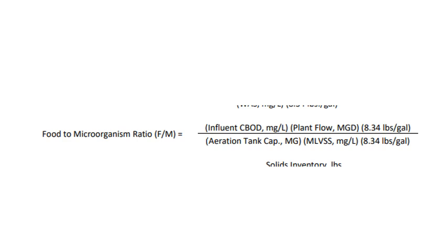So as you can see, the F/M ratio is equal to the influent CBOD, milligrams per liter, times the plant flow, million gallons a day, times 8.34 pounds per gallon, divided by the aeration tank capacity, million gallons, times the MLVSS, milligrams per liter, times 8.34. These are pretty simple. It's kind of plug and play, but there's a lot of information. You just got to get it where it needs to go.